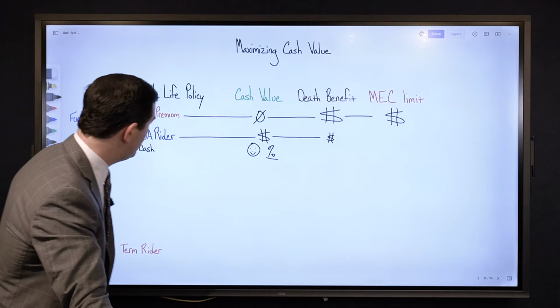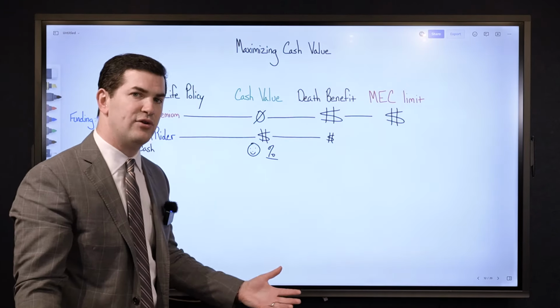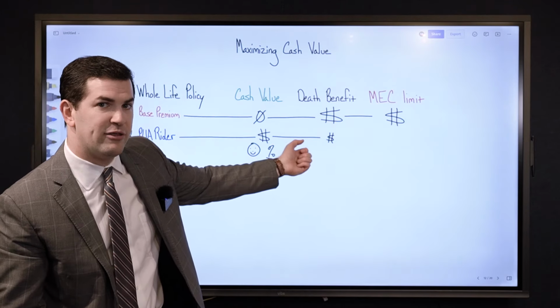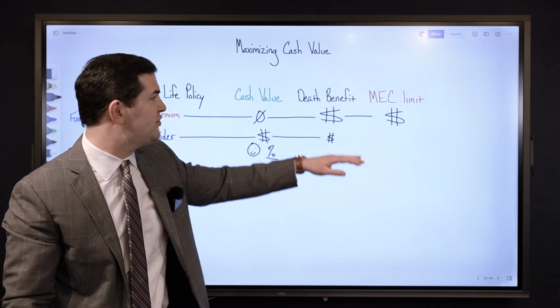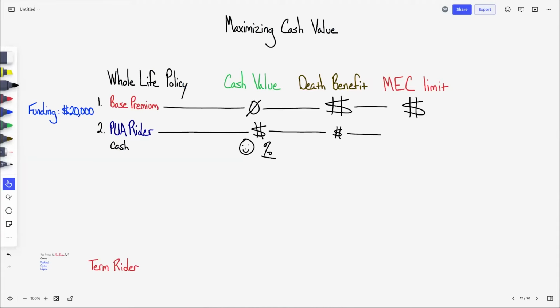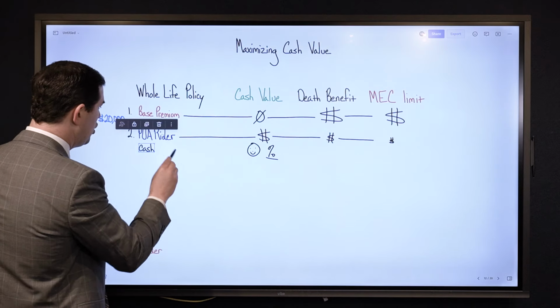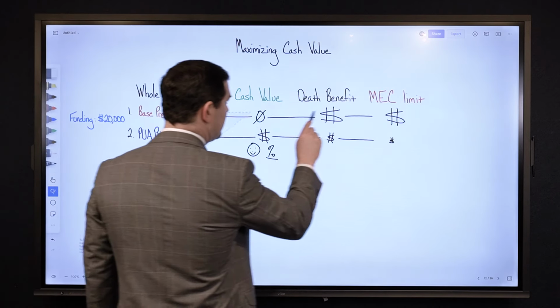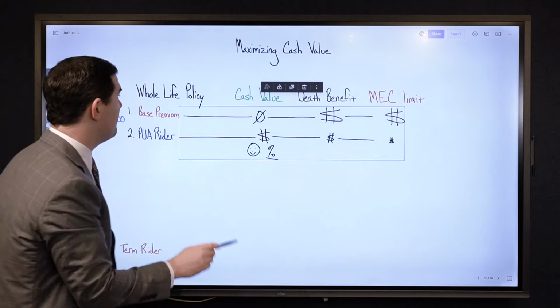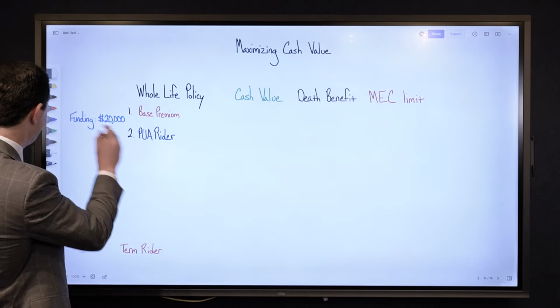For example, if I put $1,000 into my PUA payment, I might see another $3,000 show up in death benefit. So it does buy me some life insurance, but not nearly as much as the premium. And because it only buys me a little bit of life insurance, it has a minimal impact on the MEC limit. So if you were going to pay $20,000 into a policy, where would you want that money to go? Between the premium or the PUA rider? I can tell you where I'd like to put it, toward the PUA rider.